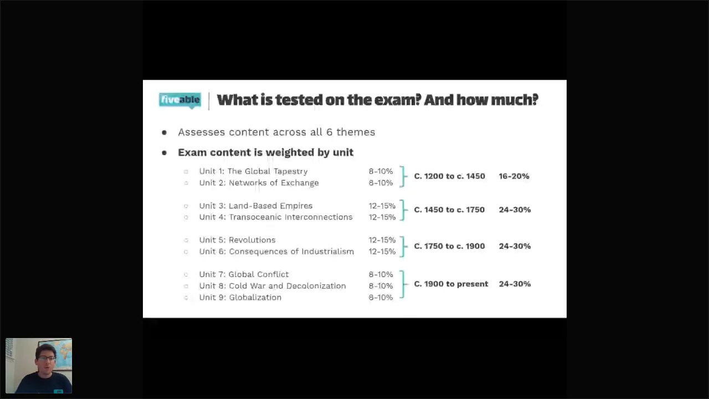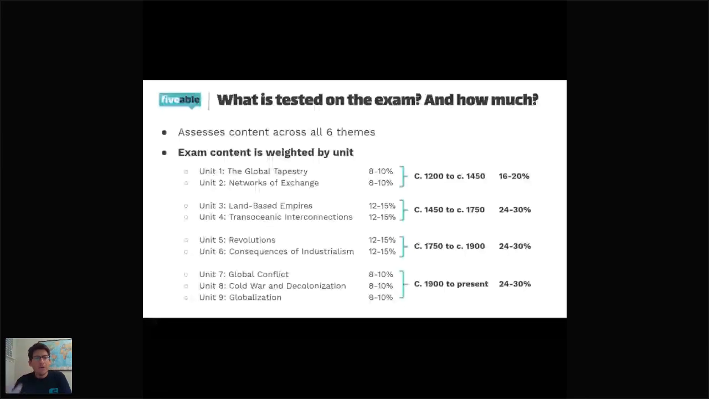Then unit 3 and 4, you see a slight uptick there, 12 to 15% for unit 3, 12 to 15% unit 4 with land-based empires and transoceanic interconnection. It's what we used to call period 4 in the course, 1450 to 1750. And it makes up a larger percent of the test. Somewhere between 24 and 30% of the questions will come from that time period. That is the time period of European exploration and colonization. Also, you'll see some powerful empires in China and India with the Mughals, etc.